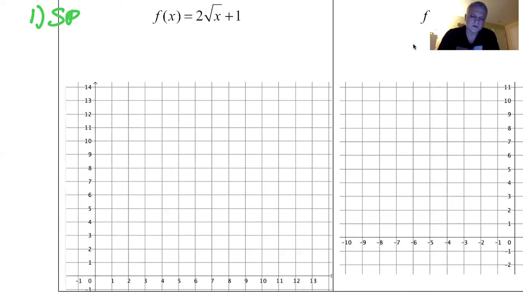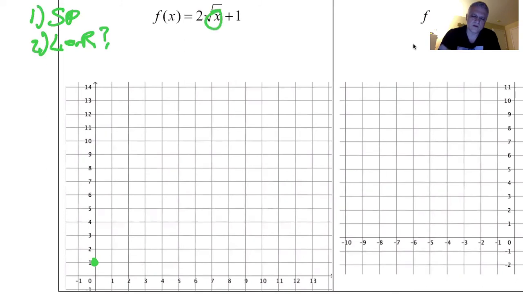Starting point: there is no minus h inside, so we're not going left or right. There's a +1, so it means I go up 1. So I'm at (0, 1). Step 2: am I going left or am I going right?